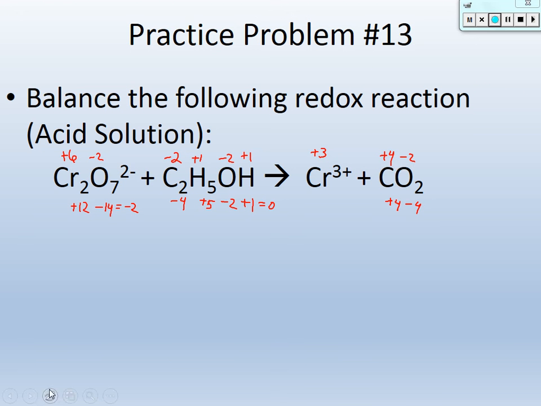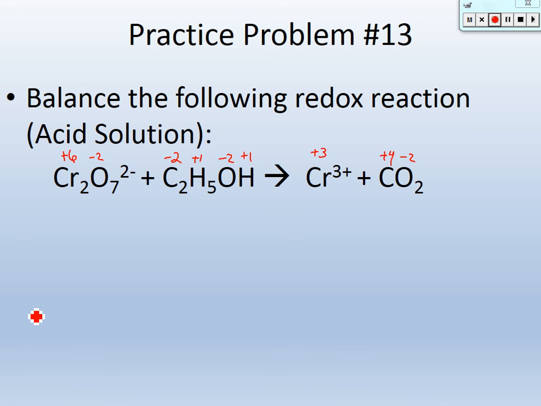Okay, now I'm going to take some time to erase what we wrote on the bottom. These totals don't matter to us anymore, and I don't want to confuse us by having those numbers there. Okay, so we've assigned the oxidation numbers.